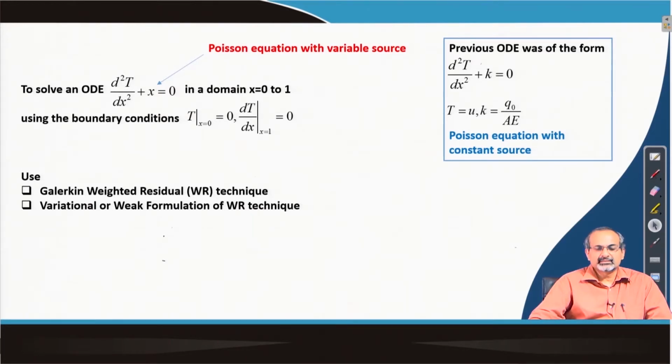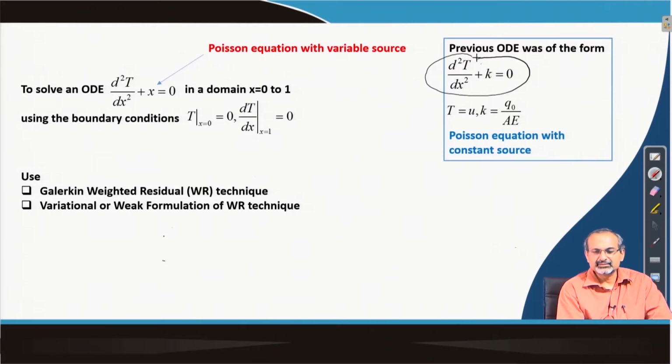Before we do that, let us have a look at a problem which we would like to discuss now, which is more involved than the one we just solved. So, the one we just solved, let us try to see what kind of ordinary differential equation it was. It had a second derivative in the dependent variable t, and there was a source term k. In the problem that we solved, if you were to just replace t with u and k by q naught by a e, you would be able to see the equation that you solved. So, it is essentially like a Poisson equation with constant source.